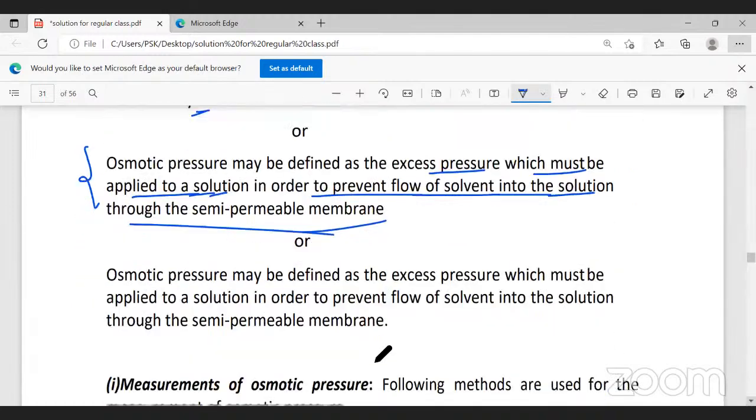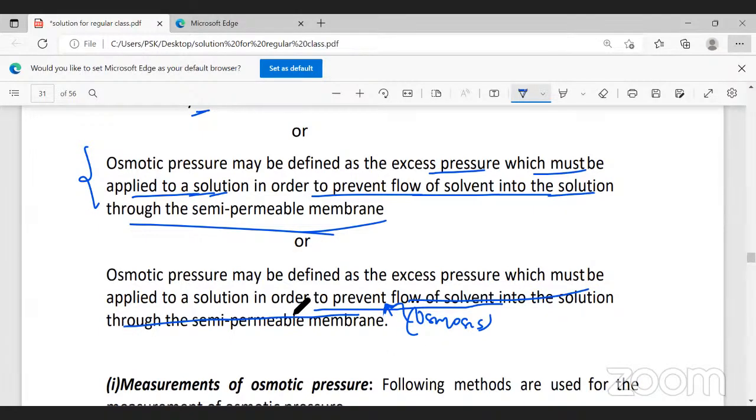And one more method of definition is there. Osmotic pressure may be defined as the excess pressure which must be applied to a solution in order to prevent the flow of solvent into a solution through a semi-permeable membrane. It's the same thing. Or in order to prevent osmosis, you can finish it off in one word. Instead of writing the flow of solvent into solution through semi-permeable membrane, you can say prevent osmosis.